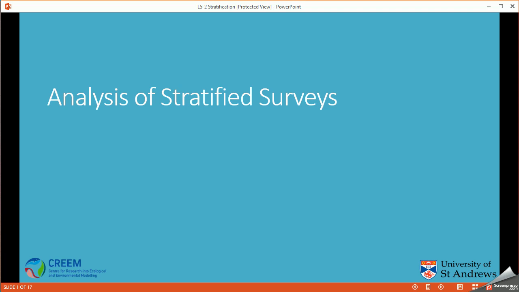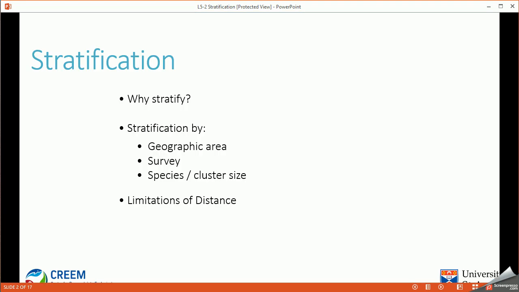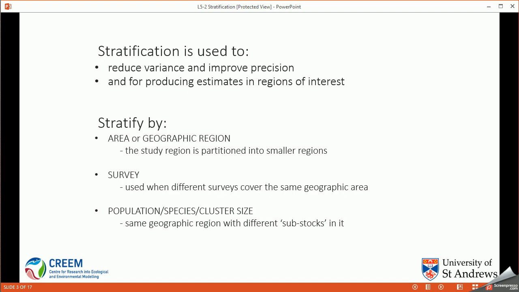So in this lecture we're going to talk about how you analyze stratified surveys. We're going to cover three things: why you stratify, and different kinds of stratification. You can stratify by geographic region, you can stratify by survey, and you can stratify by some individual level thing like species or cluster size. And then finally we're going to talk about the limitations of Distance in analyzing stratified surveys.